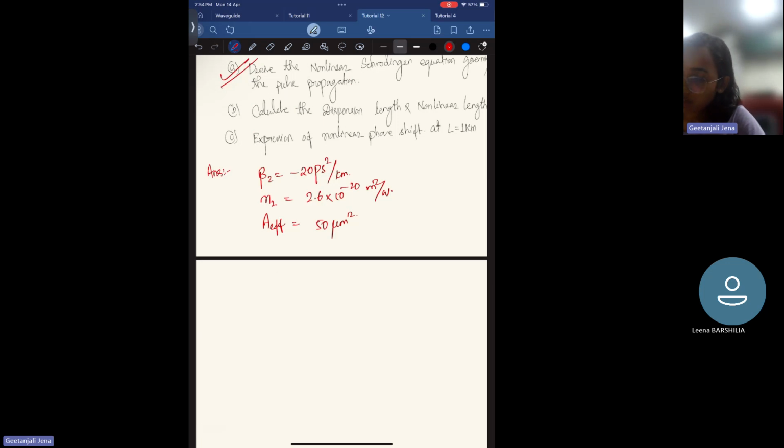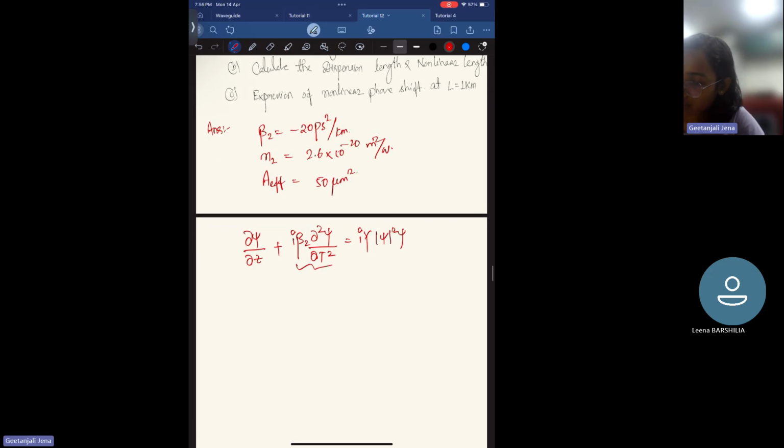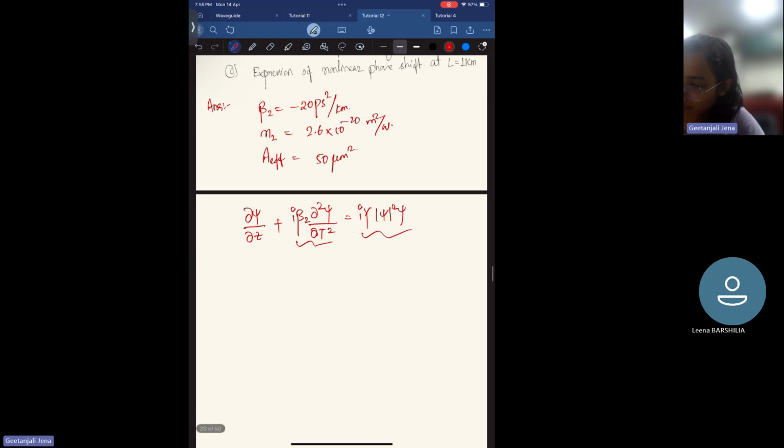So for the nonlinear Schrodinger equation, we have i dpsi/dz, and we have a term for both dispersion as well as nonlinearity. So this is the dispersion term, and this is the nonlinear term. Psi is the phase envelope if we recall, and T is the retarded time.